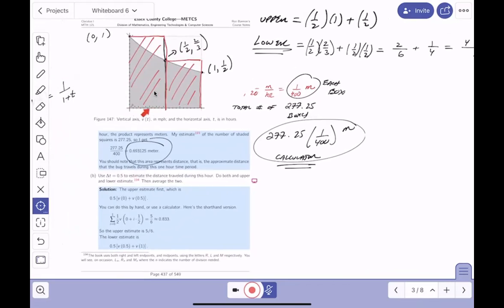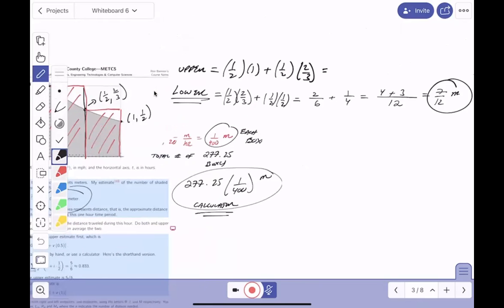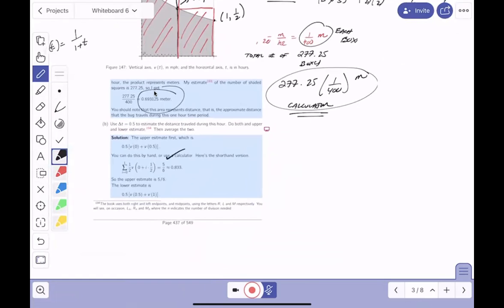The base is 1/2. The height of this rectangle is 1 unit. The base of this is 1/2, but the height of it is not 1/2. It's going to be 2/3. My mistake. Let me do the arithmetic now. 1/2 plus 1/3. Common denominator is going to be 6. Well, it's going to be 3 plus 2, which is 5/6. That's right over here.